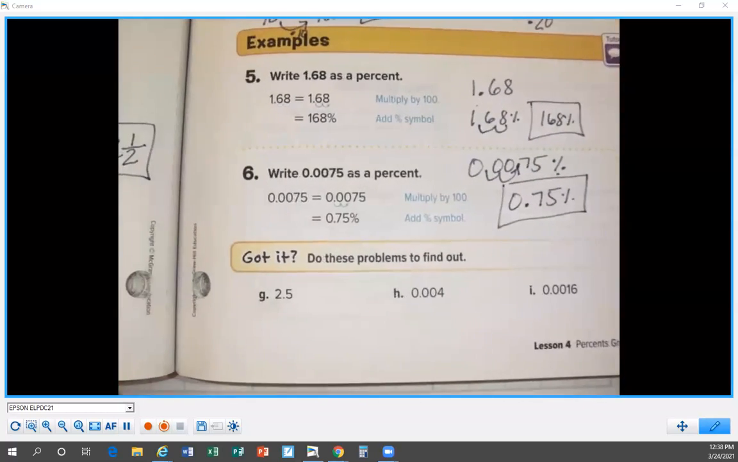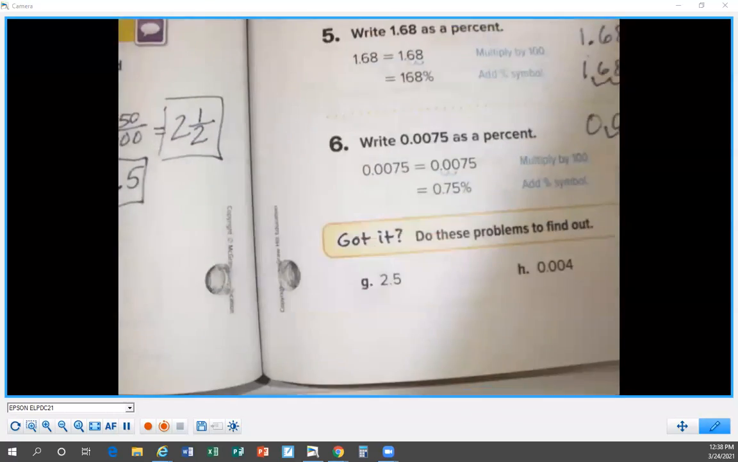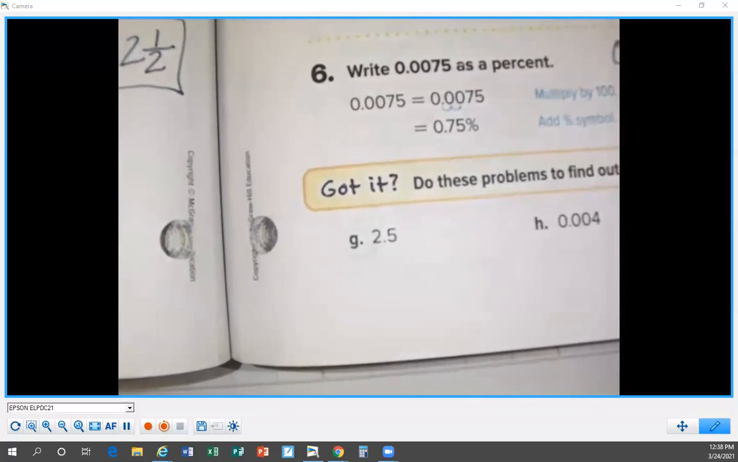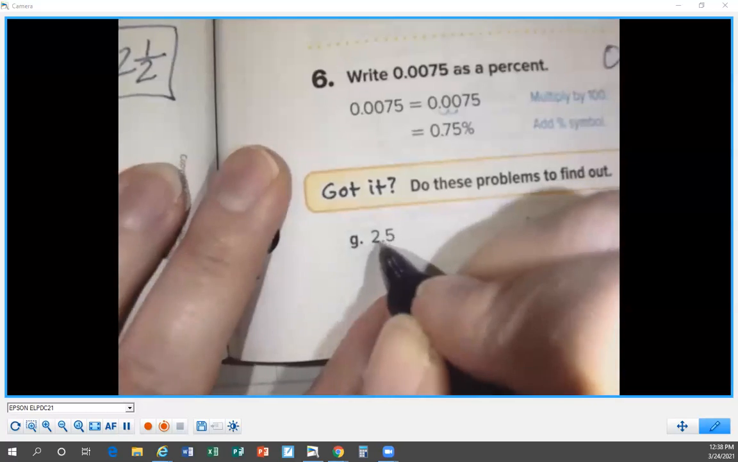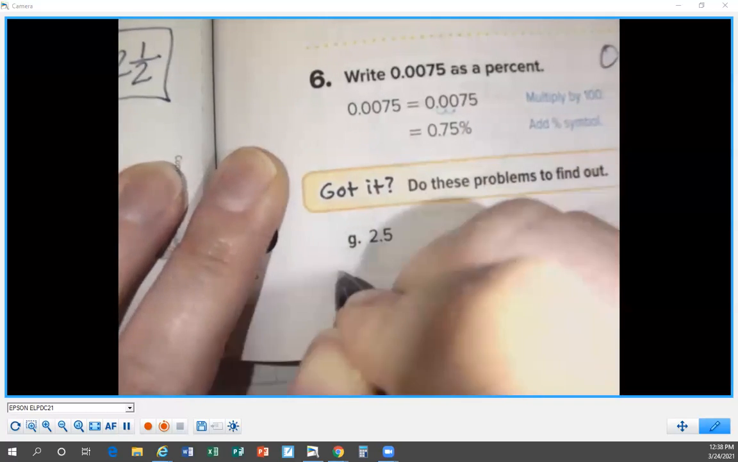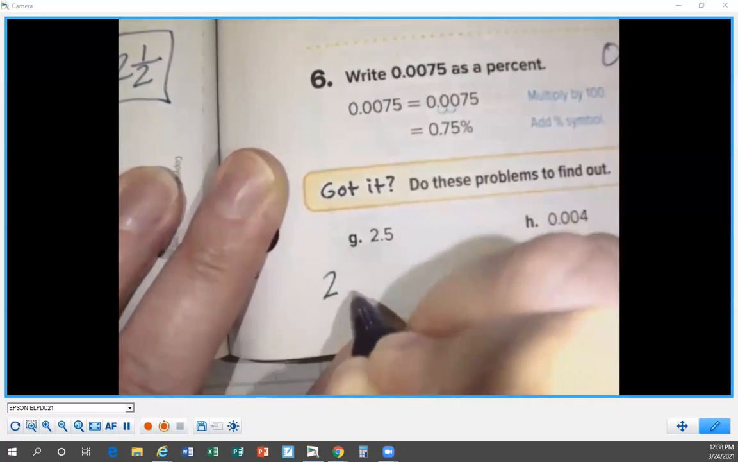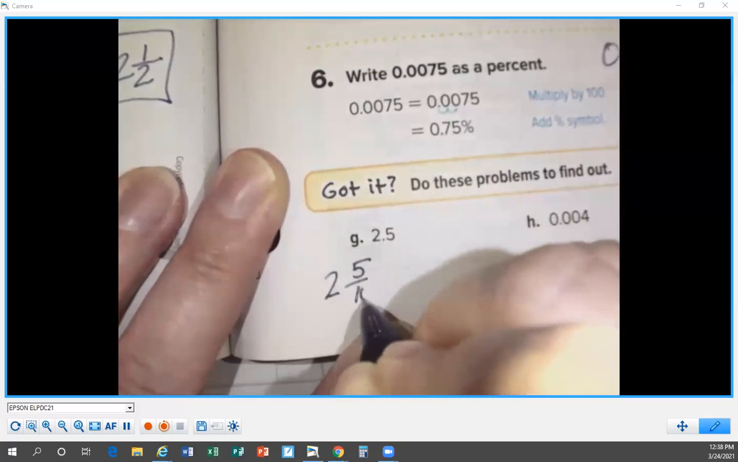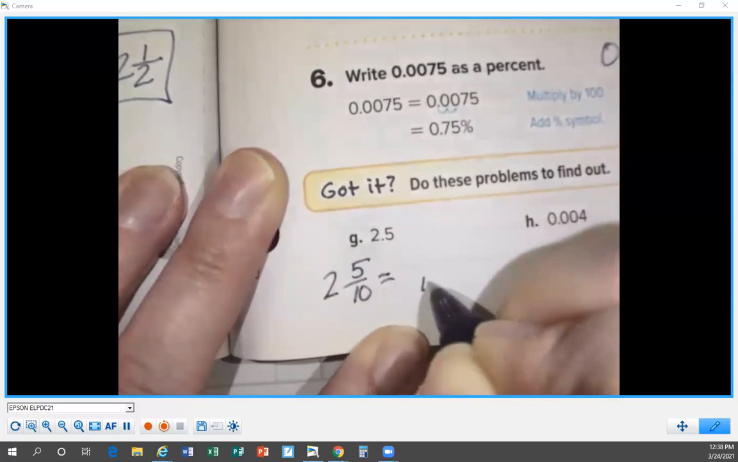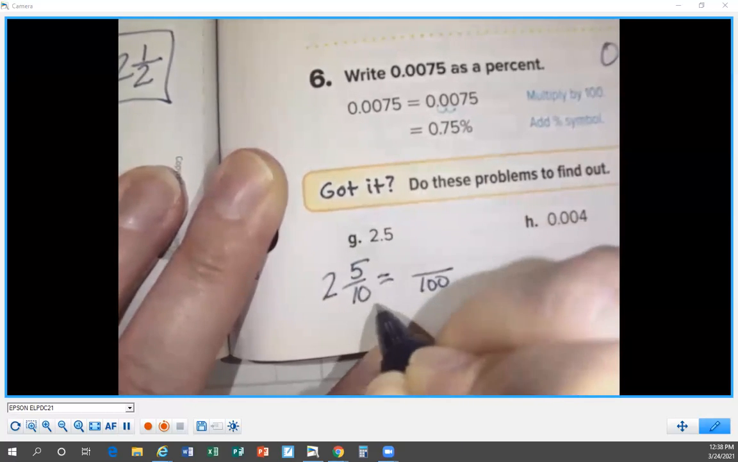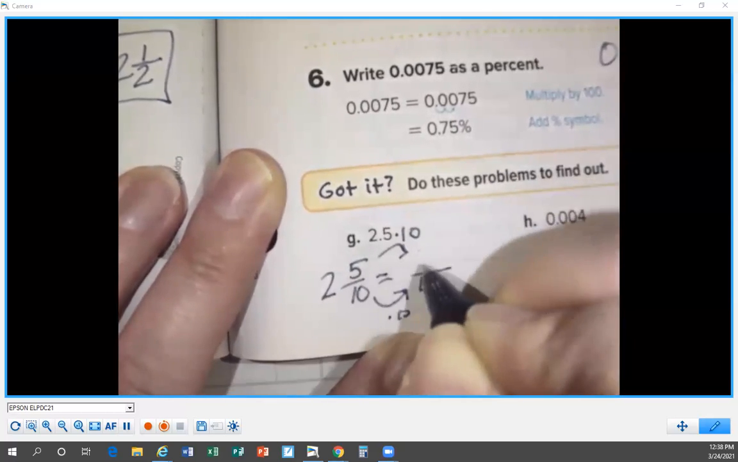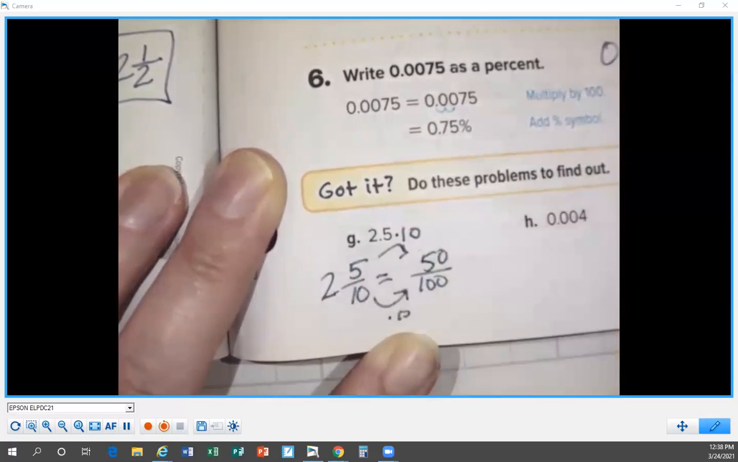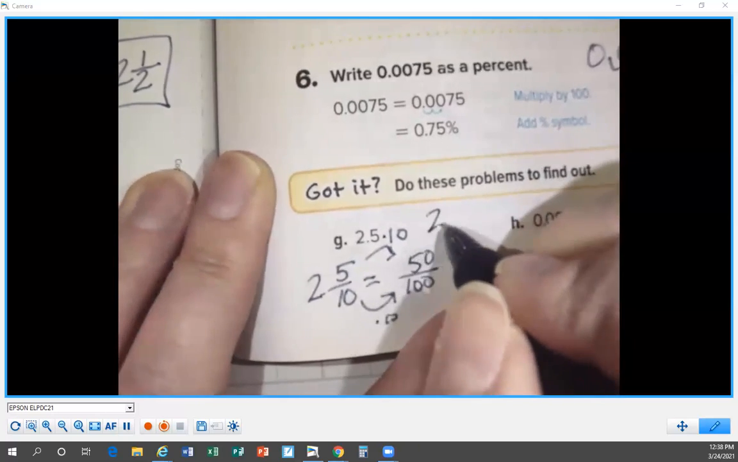Okay, letter G, 2 and 5/10. So how do we write that as a percent? Well, what's 2 as a percent? 200%. Okay, so what's 2 and 5/10? So if we did it as a fraction, let's use our consistent method. 2 and 5/10. Scale these up to 100. So it's times 10. I kept the whole number there, so I did change it a little, times 10. So it's 2 and 50 hundredths, okay, which would be 250%.